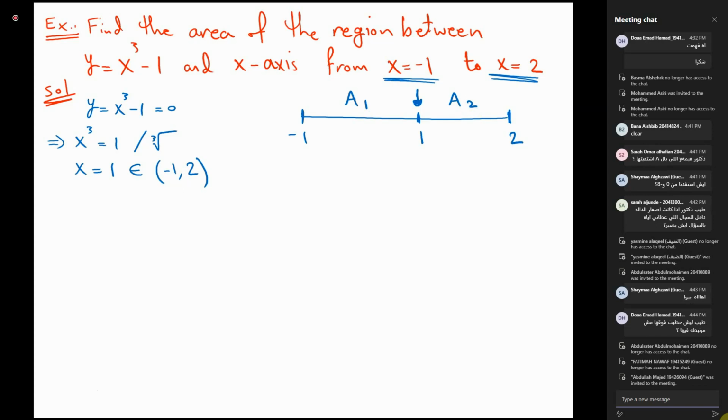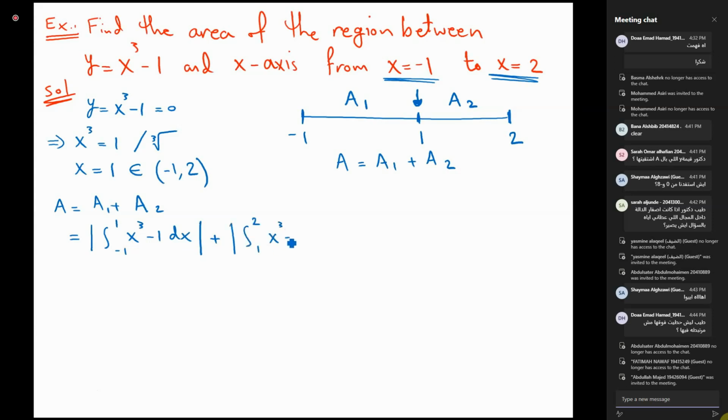Okay, so the area equals A1 plus A2. What's the value of A1? A1 is the integral from -1 to 1 of x to the power 3 minus 1 dx, plus the absolute value of the integral from 1 to 2 of x to the power 3 minus 1 dx.